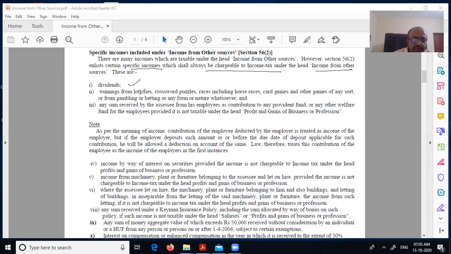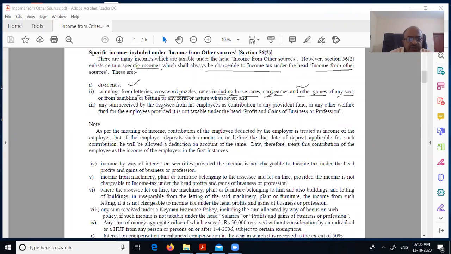These are dividend, winnings from lotteries, crossword puzzles, race horses. Even though the person may be doing only this as his business, buying lotteries and winning lotteries, not selling lotteries, mind you, that is what we are talking about. Like that, he is going to the races. His business is running horses, betting on horses. Then card games, other games of any sort. All these are coming under this. Even game shows, other games and all that, of any sort.